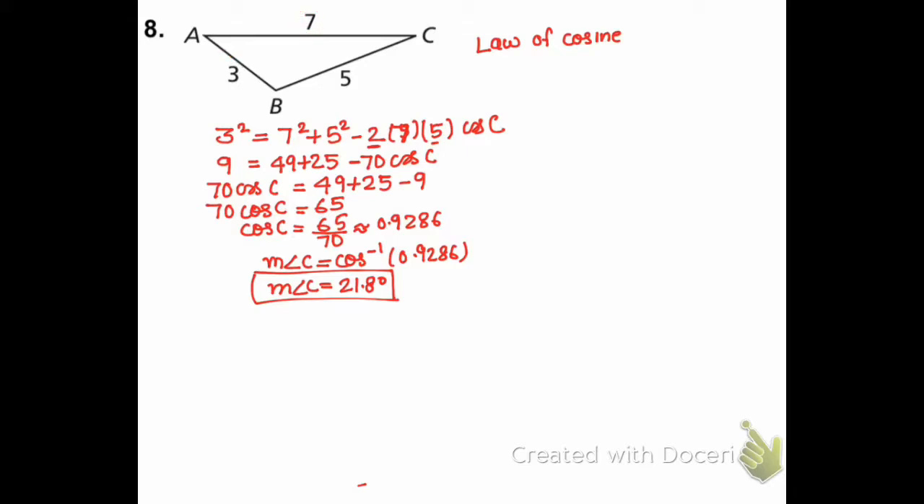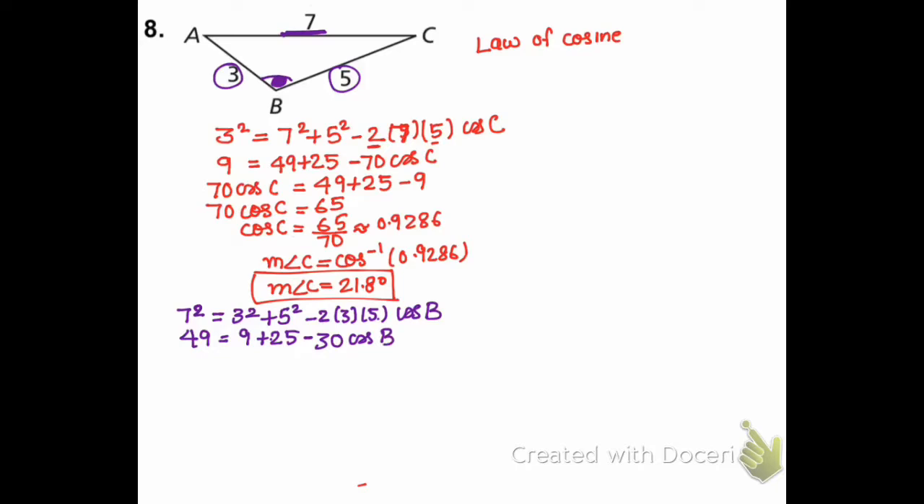Now for the next one, if I'm choosing this side, this is 7 square, and this angle is opposite, so these are the ones included for this included angle. So I could write my next expression as 7 square is 3 square plus 5 square minus 2 times 3 times 5 times cosine of B. Let's simplify it. You get 49 is 9 plus 25 minus 30 cosine B.